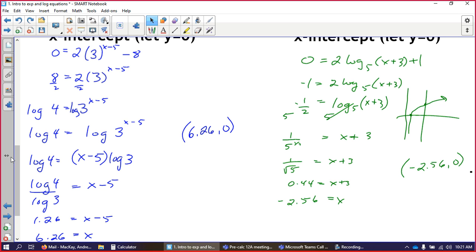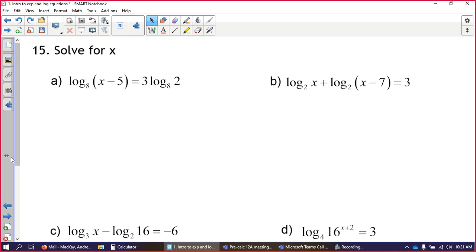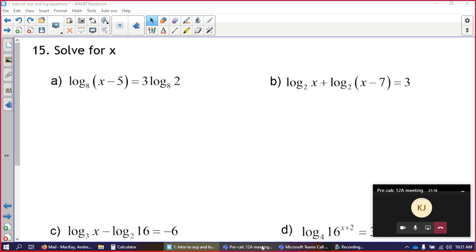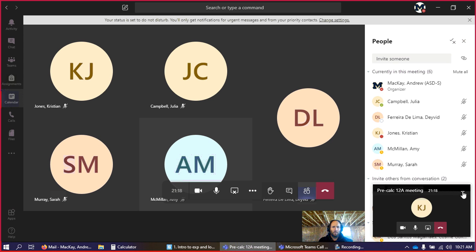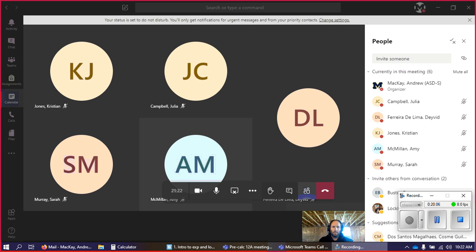We'll look at some word problems on Thursday, and we can practice those sorts of things today if you have time or the wherewithal or the need. So that's where I'm going to stop today. Check out the assignment.